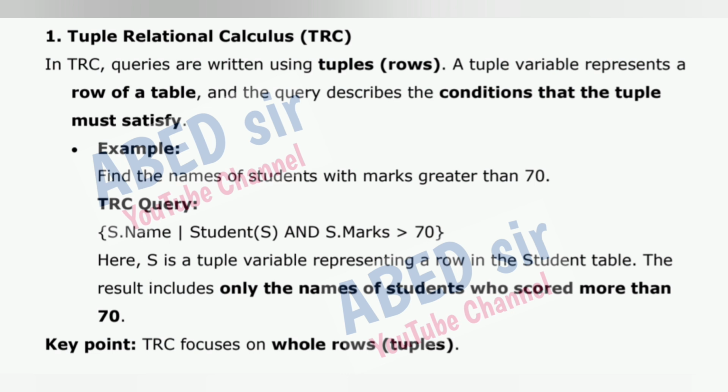Example. Find the names of students with marks greater than 70. TRC query: {S.name | student(S) and S.marks > 70}. Here, S is a tuple variable representing a row in the student table. The result includes only the names of students who scored more than 70. Key point, TRC focuses on whole rows, tuples.